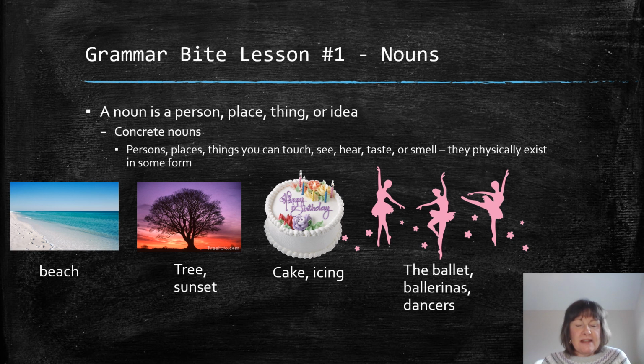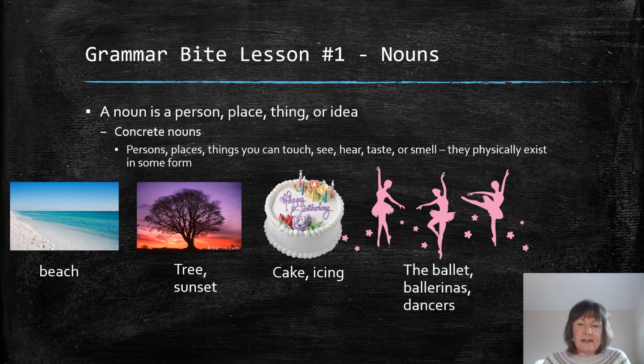Here we have a tree, and it's a silhouette of a tree, and then we have the sunset in the background, and those are objects that we can see with our eyes. So we call this a sunset, and we call this thing a tree, and those are concrete nouns.